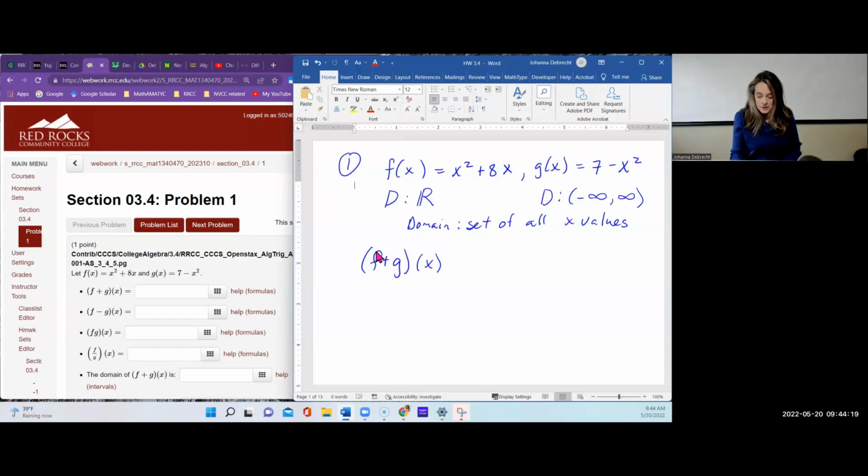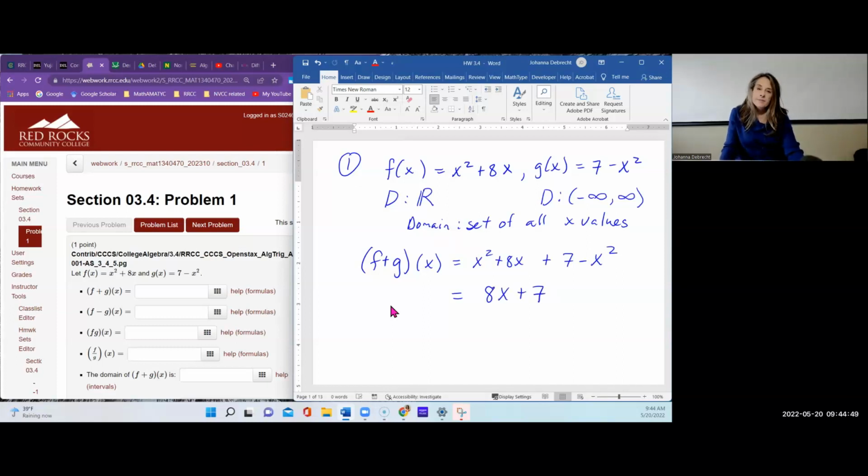Gotta love Colorado weather. When we add two functions together, we simply do what it says. We take the two functions and we add them together. Then we can combine our like terms, of which we have two. We have x squared here and negative x squared here. Those will cancel each other out so that f plus g of x becomes 8x plus 7.